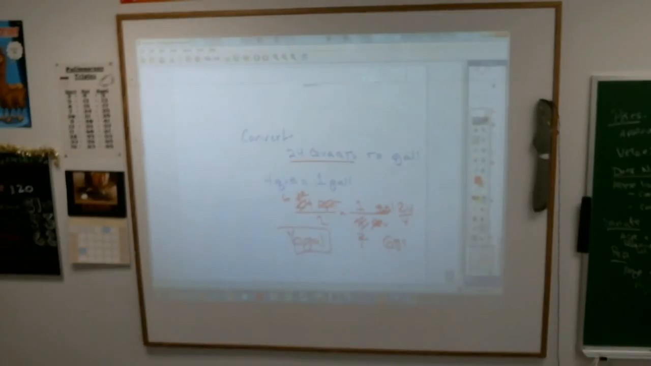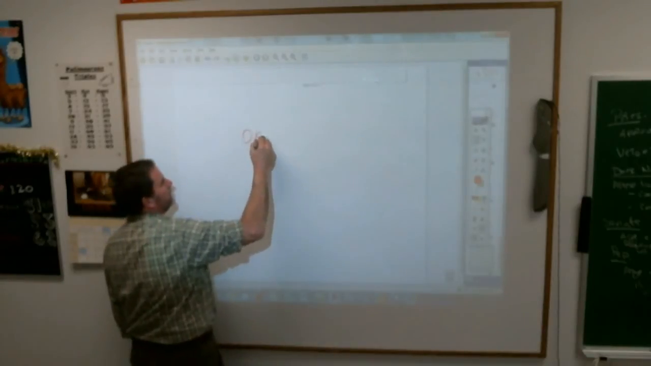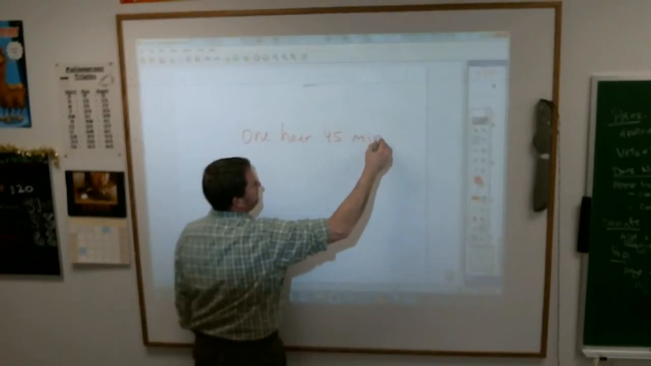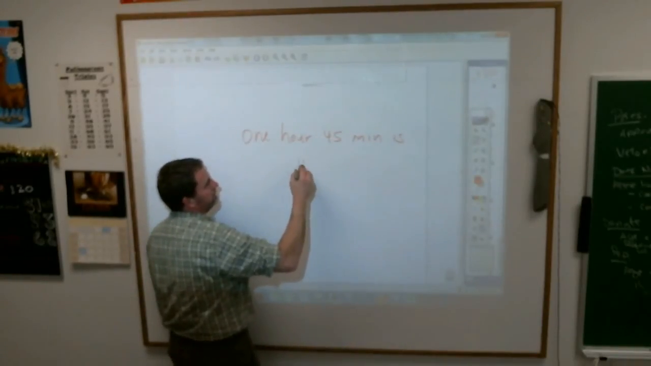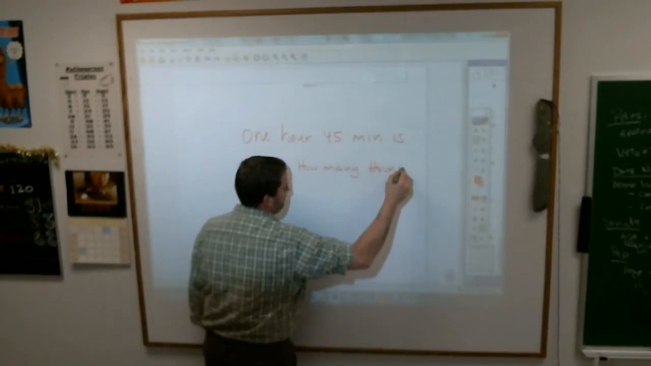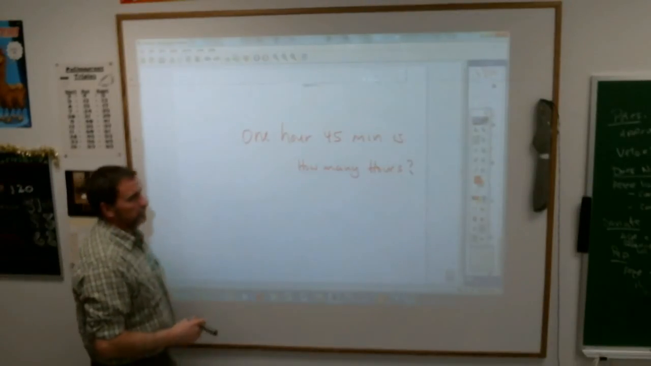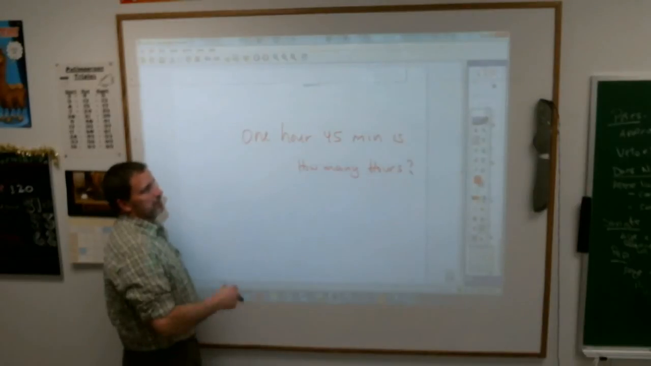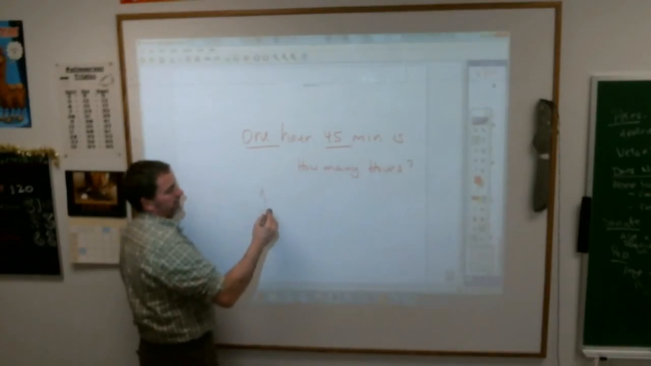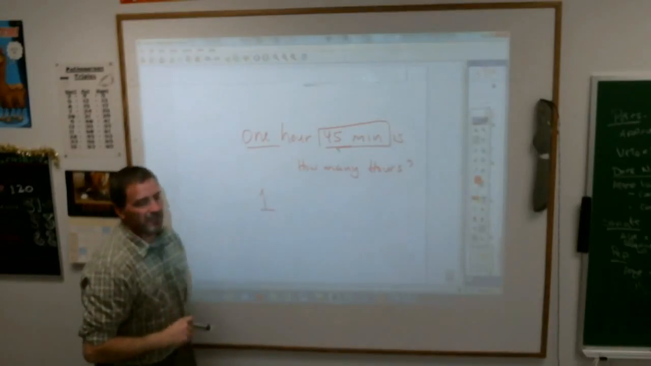What if it asked you, an hour and 45 minutes is how many hours? 1 hour 45 minutes is how many? Now this isn't really a unit multiplier thing. I guess it is. I suppose it is. You could use unit multipliers, except you're given a mixed measurement here. You already know that you have 1 hour, right? You want to know 45 minutes. If you make 45 minutes an hour, what is that?